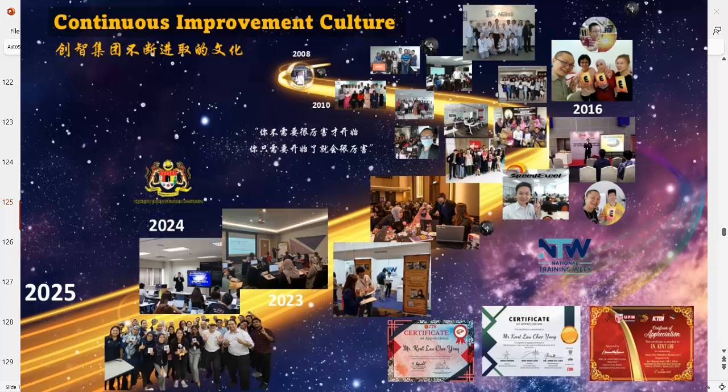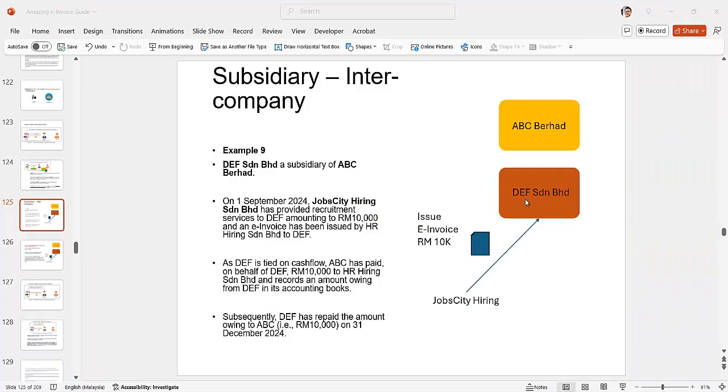Okay, e-invoice, right? Subsidiary and intercompany. So DF Sdn Bhd is a subsidiary of ABC Berhad. On the 1st of September, there's a Job City, right, that provides recruitment. They help DF Sdn Bhd hire salespersons or interns, and 10,000 is paid for these services.